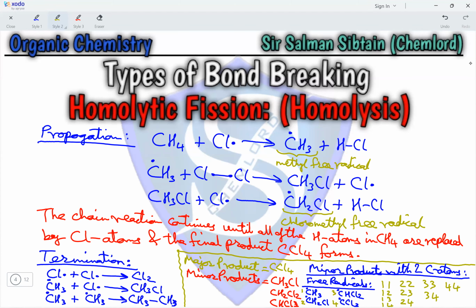However, the major product of the reaction stays CCl4, in which all four hydrogen atoms of methane have been replaced by chloride free radicals, and the molecule CCl4, tetrachloromethane, is formed.